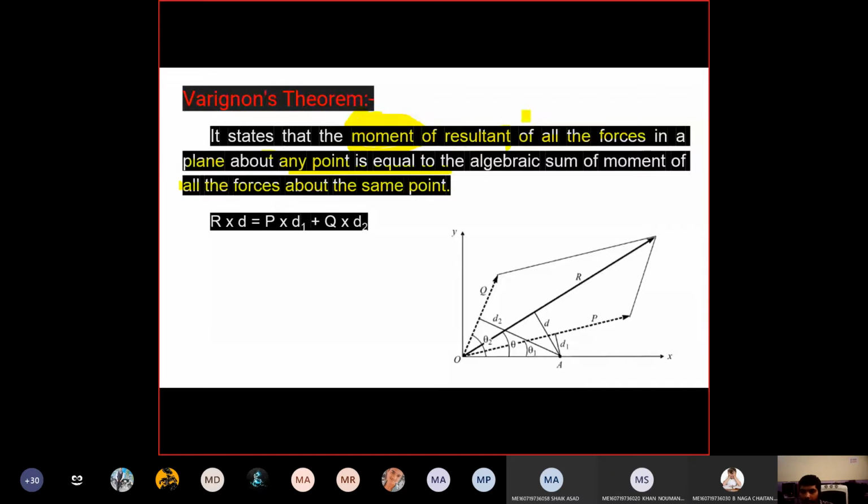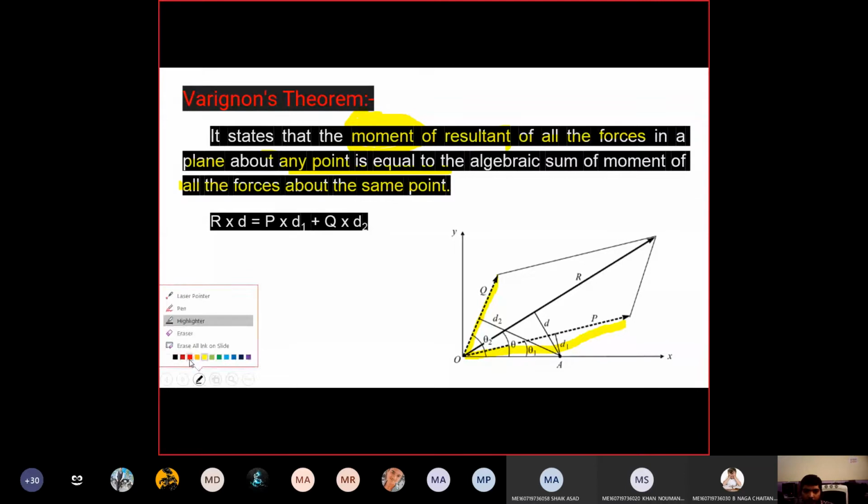See, let us consider this is one force, Q force. Here P force is acting. Here I am taking only two forces. In between these two forces, can I get the resultant force or not? You people know this very well.